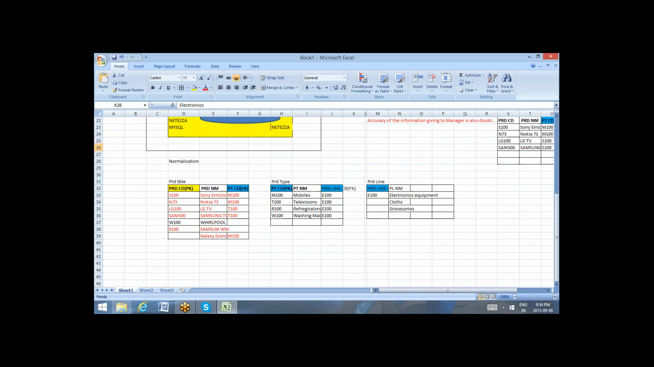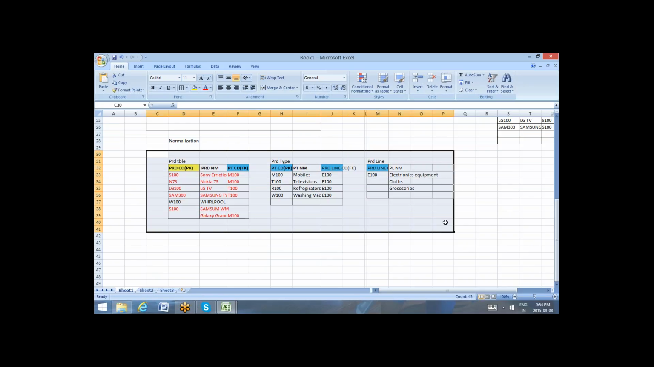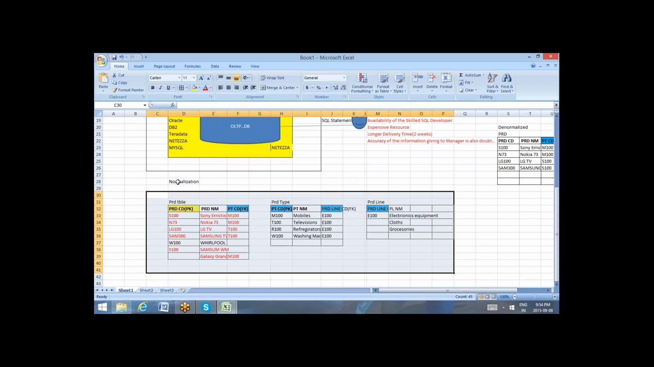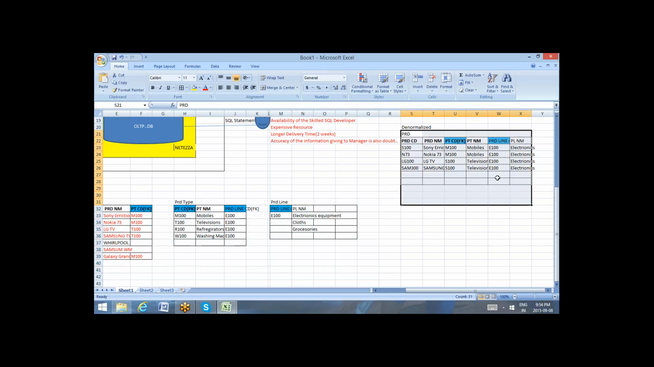Whereas if you maintain the same information in the form of multiple tables like this, the data is not repeated. For example, electronics equipment is repeated only once. Mobile is repeated only once, like this. So there is no redundancy. If you take any kind of database, the data can be maintained in the form of normalization, in multiple tables like this, or we can also maintain it in a single table where the data is duplicated. This format we call denormalized storage of data.